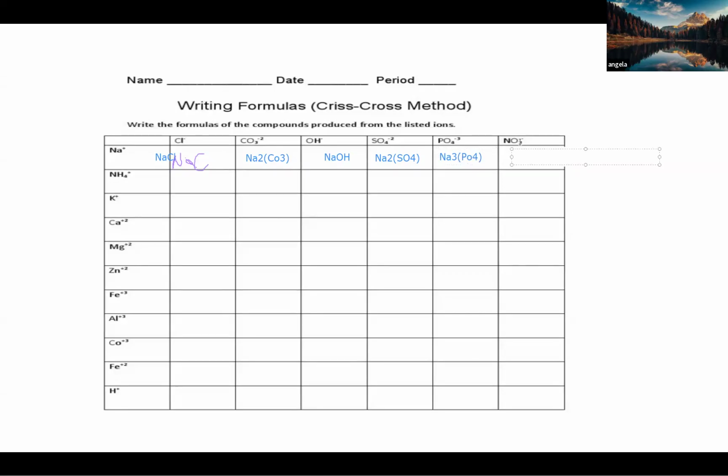And then this last one, NO3, which is nitric oxide, has a charge of -1, and sodium has a charge of +1. So we'll do Na, and they cancel out because it's 1, 1, so that's 0.